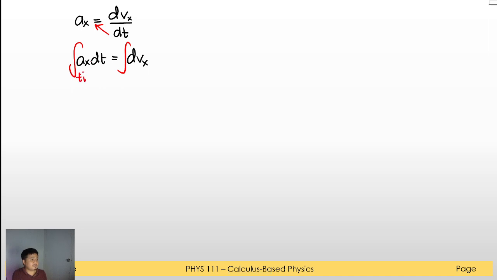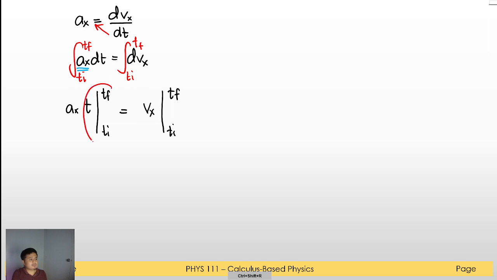So what are the limits of integration? This is the same thing: we have the initial time and the final time. So evaluating this integral, again, ax is just a constant. Therefore, we can just factor this out and find the integral of dt. The integral of dt is just t, and due to the definite integral, this is evaluated at ti and tf. And this will be equal to the integral of dbx, which is bx, evaluated at the lower and upper limits.